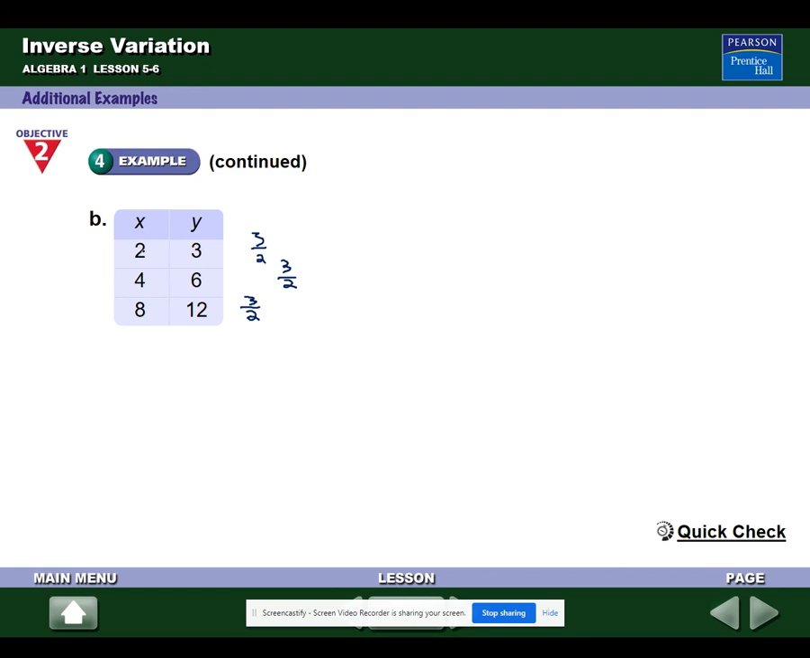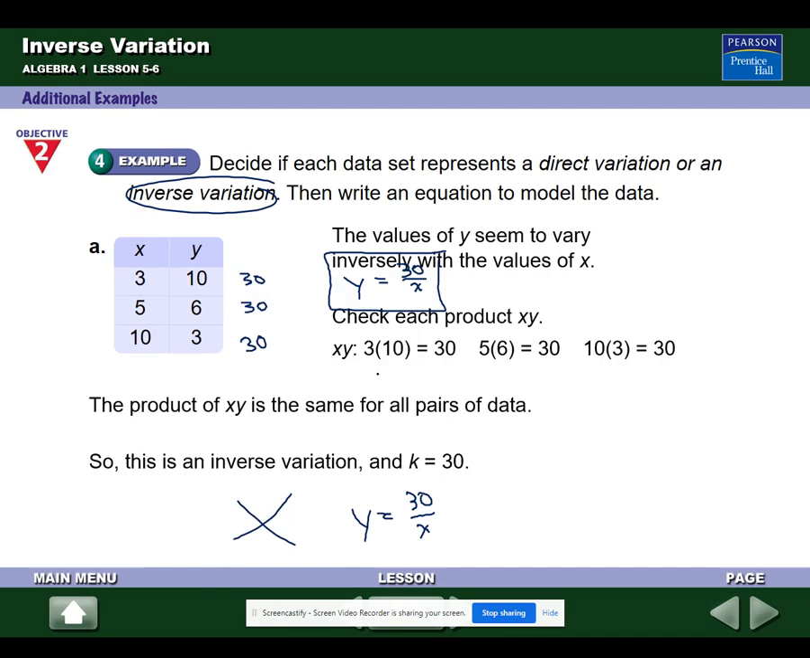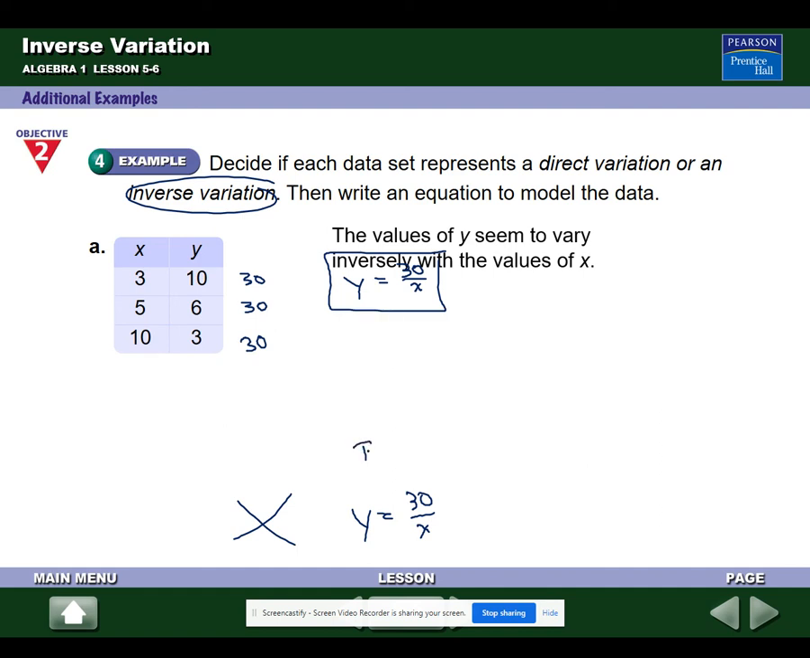Inverse variation would be a product. 2 times 3 is 6. 4 times 6 is 24. 8 times 12 is 96. It can't be both anyway. I already proved that it's direct variation. So we want y equals 3 over 2 x. It's direct, and we wrote the equation. I'm not sure we labeled the last one. We didn't. Inverse, y equals 30 over x.